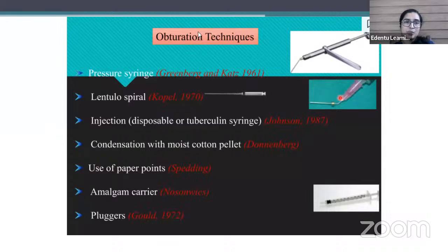Okay, so let's continue. Other than the lentulospiral as well as the injection methods, we also have condensation with moist cotton pellet, the use of paper points, use of amalgam carriers, as well as the pluggers. Okay, so this is regarding the obturation techniques.